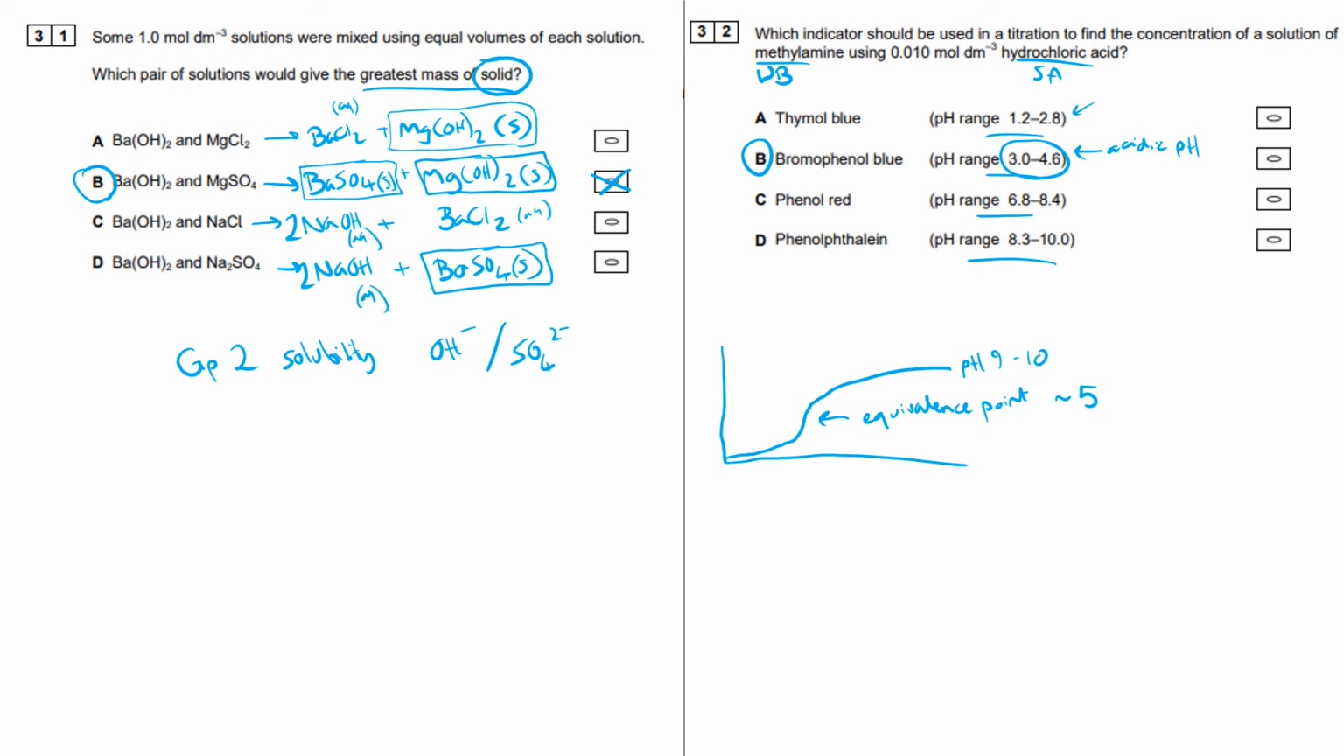Thymol blue, that's too acidic. It wouldn't change pH then. These ones would occur, so C and D would occur at higher pHs when you have a strong base, weak acid combination. So your indicator needs to change pH in the vertical section of the pH curve there. So answer B is correct, bromophenol blue.